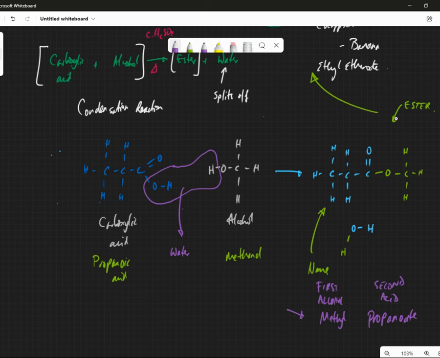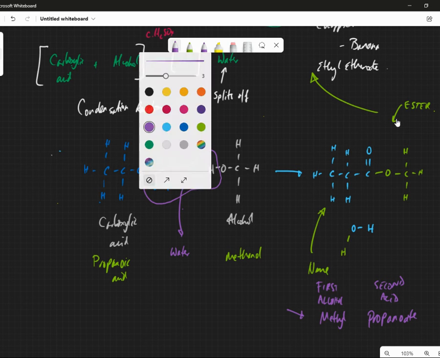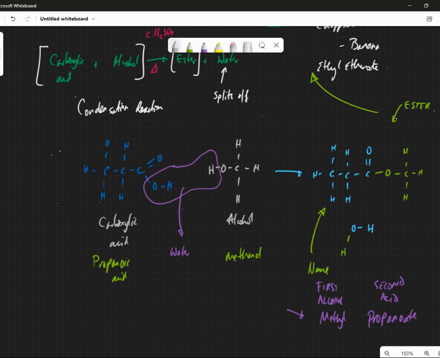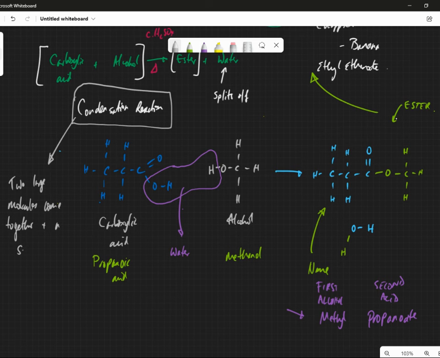All right, we have a carboxylic acid and an alcohol that come together. Water splits off. As I've said, this type of reaction is known as a condensation type reaction. And what's the definition of a condensation reaction? It's when two large molecules come together and a small molecule splits off. And there's the small molecule that splits off.